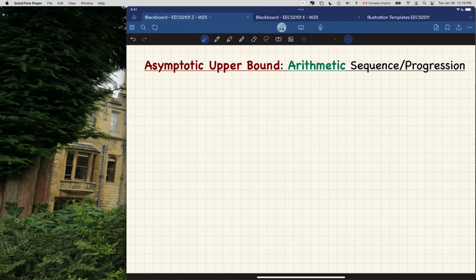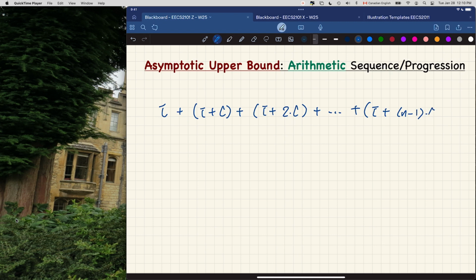And very quickly, there will be some terms you have to know, right? What will be the general form for the arithmetic sequence? I'll just write it down first, and I'll explain to you the terms. I plus C plus I plus 2 times C plus all the way to I plus n minus 1 times C. That's one way to express an arithmetic sequence. And we say that the I here is called a start term.